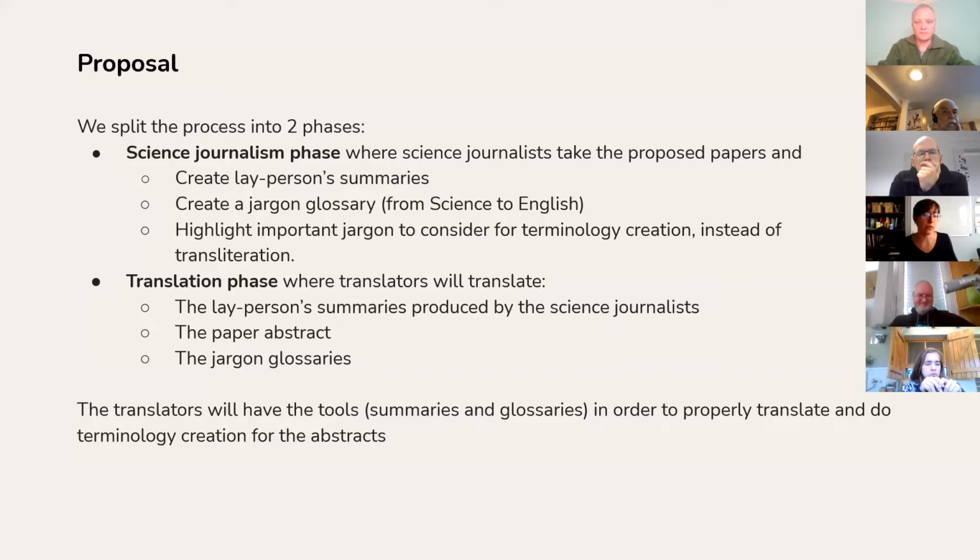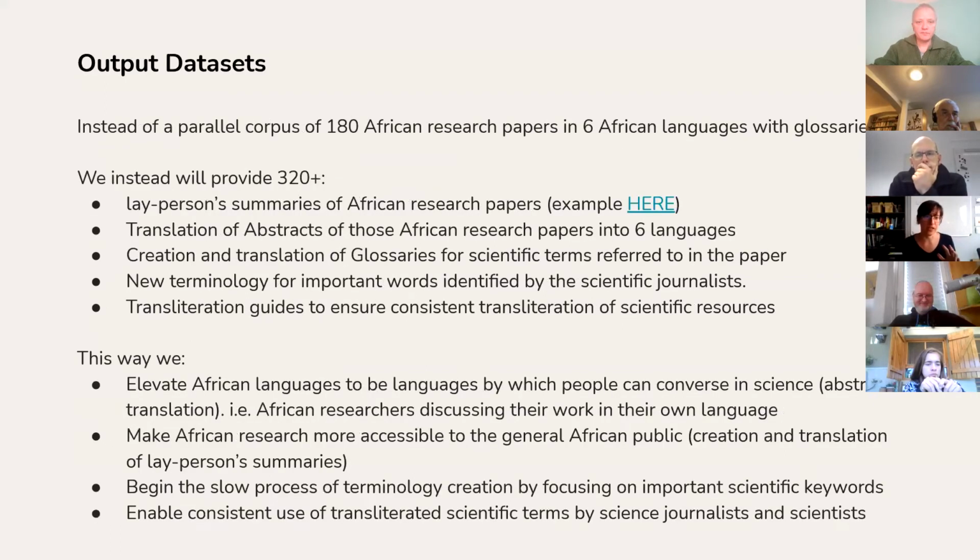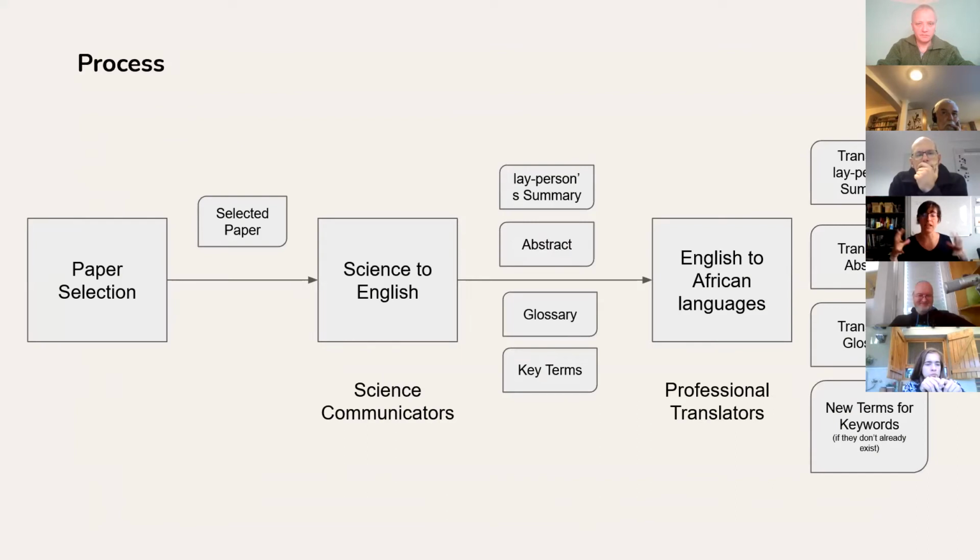And then secondly, we're going to work on a translation phase where instead of translating the papers, we're just going to translate the layperson summaries, then translate the abstracts, which the translators are now empowered to do because they have the layperson summary. And then we'll translate the actual glossaries themselves. And so this is sort of the setup we're going to have. And instead of having these translated papers, we now, through our learnings, are going to have translated layperson summaries, translated abstracts, translated glossaries, and new terms for important keywords.